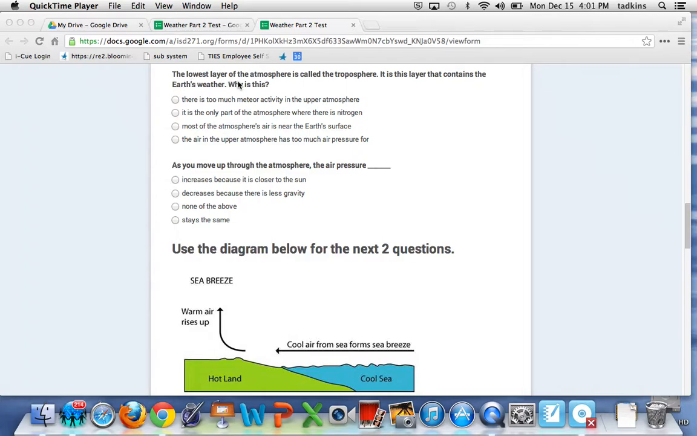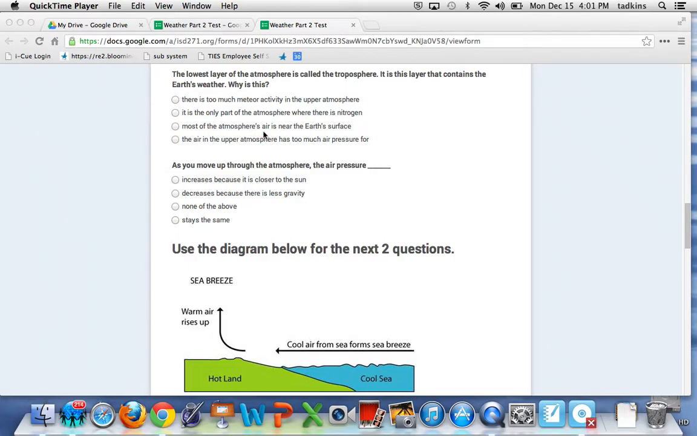The lowest layer of the atmosphere is called the troposphere. It is this layer that contains the Earth's weather. Why is this? There is too much meteor activity in the upper atmosphere. It is the only part of the atmosphere where there is nitrogen.